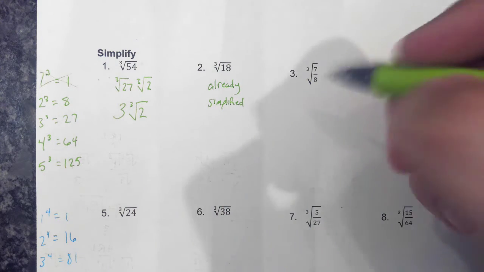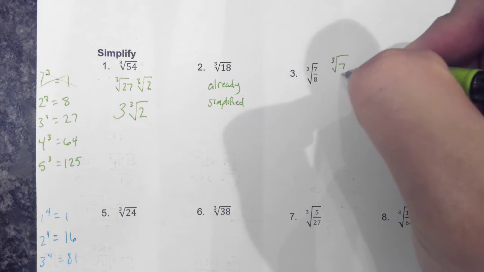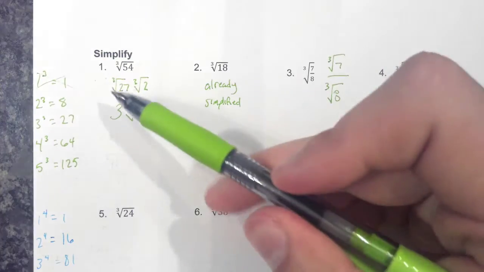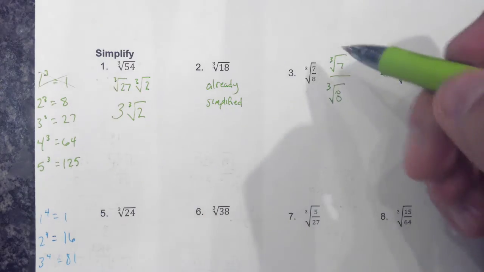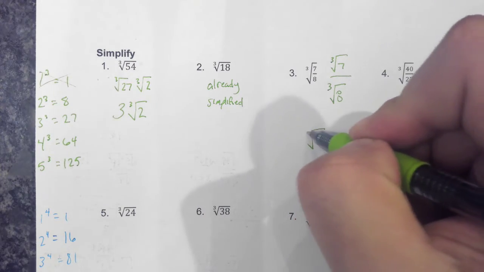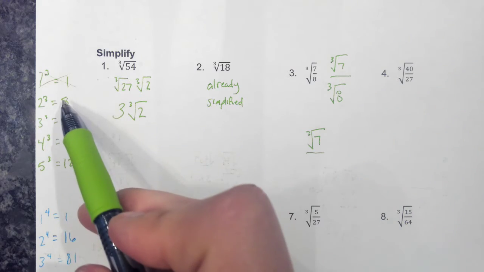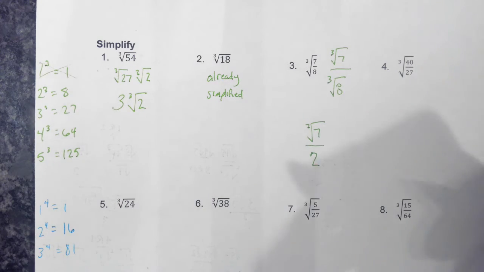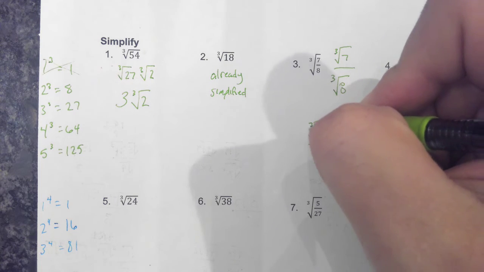Number 3, quotient, separate the pieces. Cube root of 7 on top, cube root of 8 on bottom. Cube root of 7 isn't divisible by any of our perfect cubes, so it's going to stay that. On bottom, what is the cube root of 8? It is a perfect cube itself, so the cube root of 8 is 2. So you have the cube root of 7 over 2.